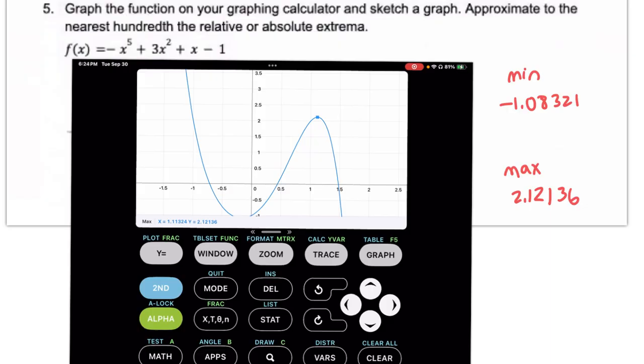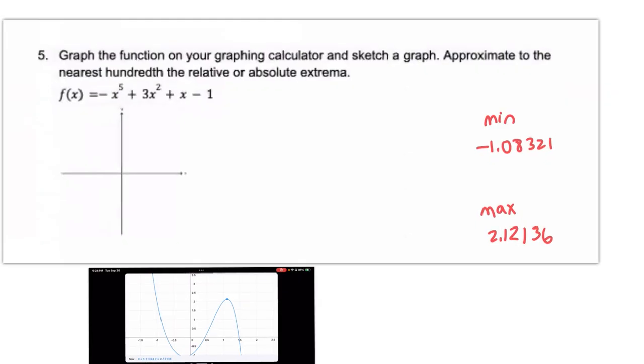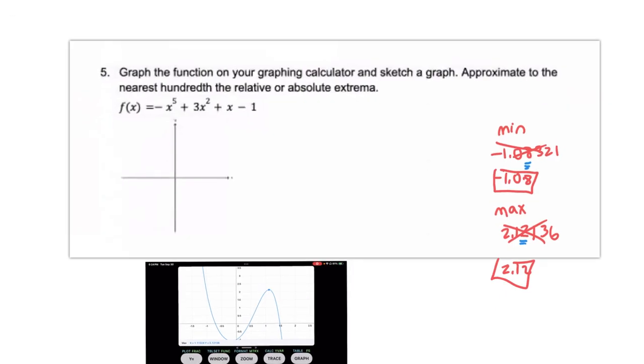Okay, so hopefully that makes sense. I am noting that the teacher specifically asked to approximate to the nearest hundredth, and these are indeed approximations. So the nearest hundredth is that position, right? It's that position. So we really are looking at negative 1.08 here, and we're looking at 2.12. So these are the answers you will want for problem number five.